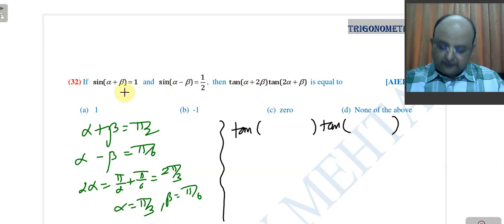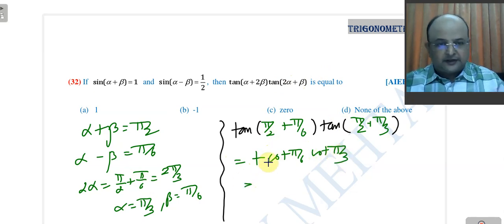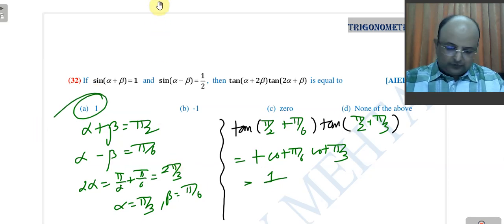And alpha plus beta, well, is pi by 2 plus beta, beta meaning pi by 6. 2 alpha plus beta: alpha plus beta, let me write down alpha as pi by 2 only, and plus alpha meaning pi by 3. So this will be in the second quadrant. So this is minus cot pi by 6. This is minus minus plus cot pi by 3. You know that cot pi by 6 and cot pi by 3 are reciprocals of each other. So answer is 1. So that was 32.